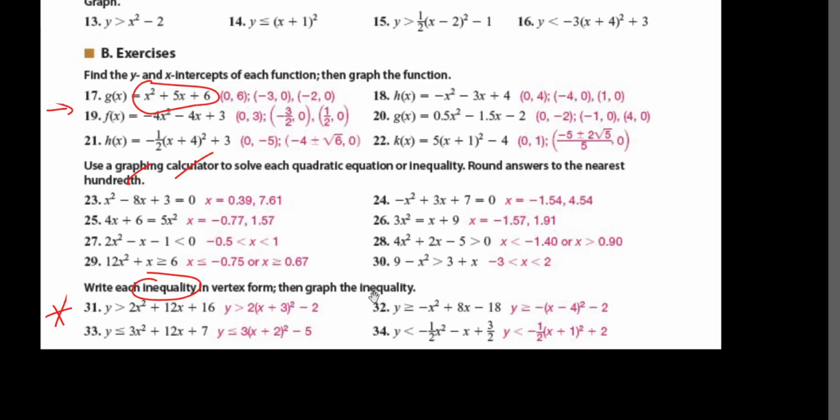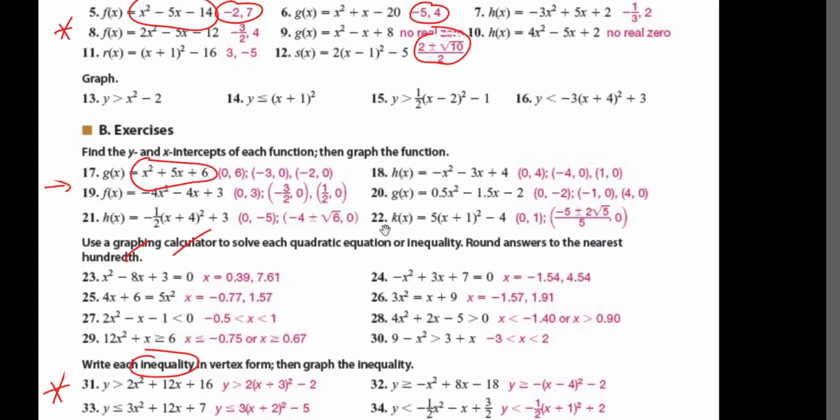To graph it, though, if it's greater than, where's your shading going to go? On the outside of it, okay? If it says less than, it's going to be on the inside of the parabola, all right? You could always pick a point to double check and make sure if it's going to be inside or outside. But yeah, that's really the only difference with that.